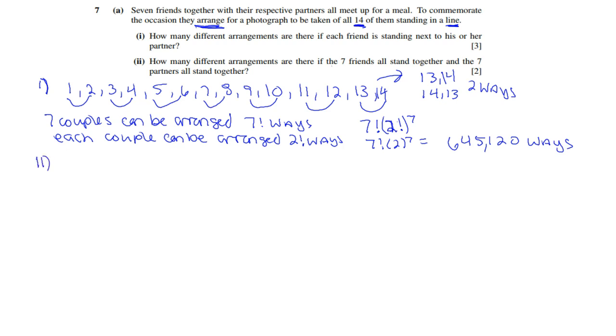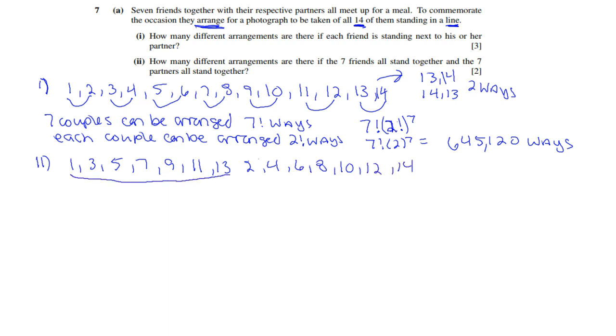Now, number 2, how many different arrangements if the 7 friends are together and the partners are together? Well, so now let's think about the friends. They're going to be the odd numbers. And then we'll say the partners, they're going to be the even numbers. Now, I've got 2 groups now. I've got odds and I've got evens. Now, the odds can be arranged, there's 7 of them, in 7 factorial ways. And the evens can be arranged in 7 factorial ways.